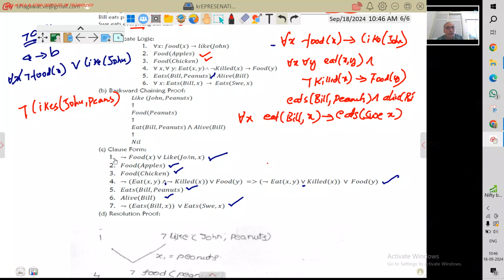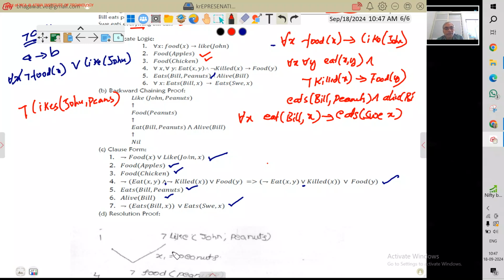Now in our clauses we will see which one we can try to resolve. Clear? You keep on comparing. Now we have likes, so see anywhere likes is there. In the first one you have likes John comma x, and here also negation, so you can cancel these two. But to cancel these two, these things should be the same. Here we have John comma x, here we have John comma peanuts. That means you should go for unification. What is unification?